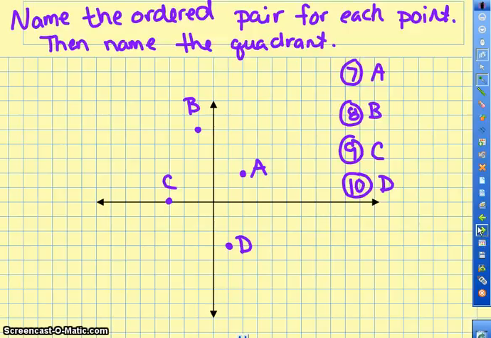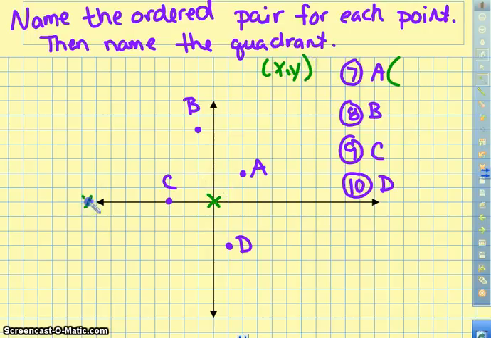Next, we're going to name the ordered pair for each point and then name the quadrant. Okay, so for point A, remember you're always starting at the origin. I'm going to count over, because your ordered pair is x, then y, and this is my x-axis and my y-axis. I'm going to count over 1 and 2, and then I'm going to go up 1 and 2. So my ordered pair is (2, 2), and if you remember, this is in quadrant 1.